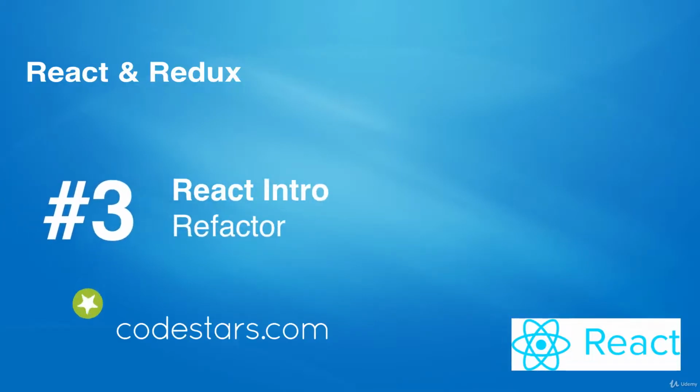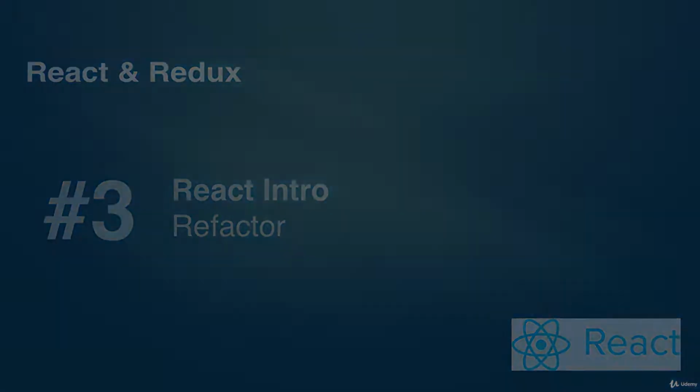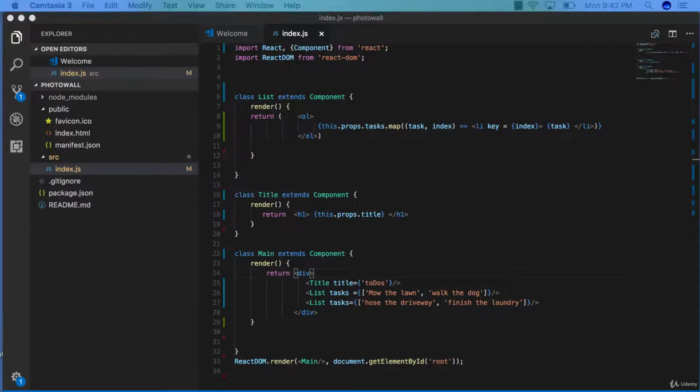So far in this section, we've covered the very fundamentals of UI rendering with React. There's still one more thing we have to do, and that is, instead of having all of these components in a single file, we're going to split them up into different files and export them all back into index.js, where they are still going to be rendered. But our code will just be better organized.